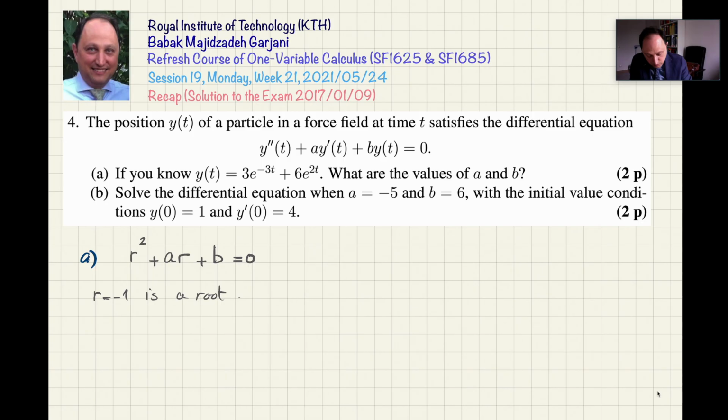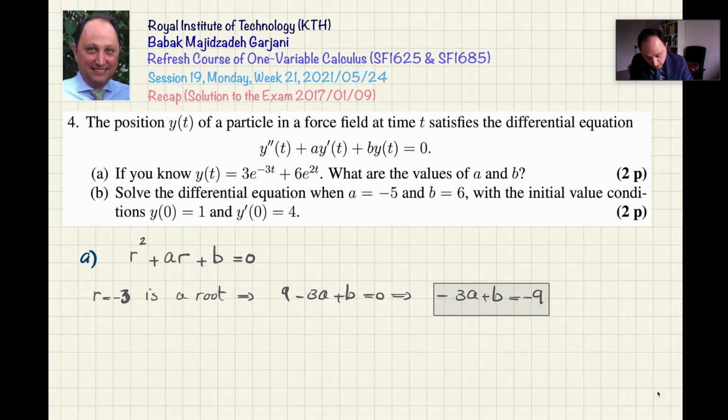So what does it mean? It means that it satisfies this equation. Sorry, minus 1 is not, minus 3. So instead of r, I put minus 3, and then I get an equation: minus 3a plus b is equal to minus 9. This is one equation.